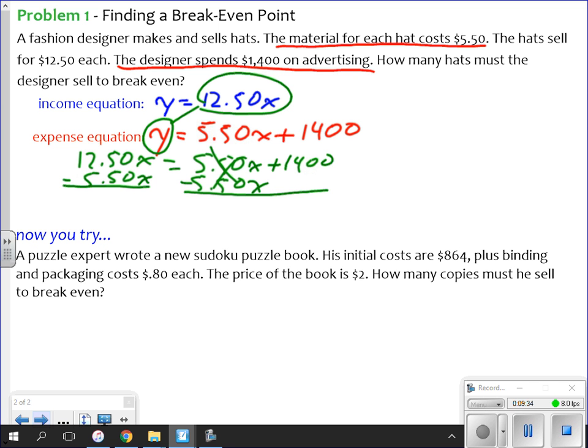Subtract 550 from 1250. 7. Somebody check me. I think it's 7. Okay, thank you. So I have 7x equals 1,400. Now what do I do? Divide both sides by 7. And I think it's 200. X equals 200. So they have to sell 200 hats to break even.